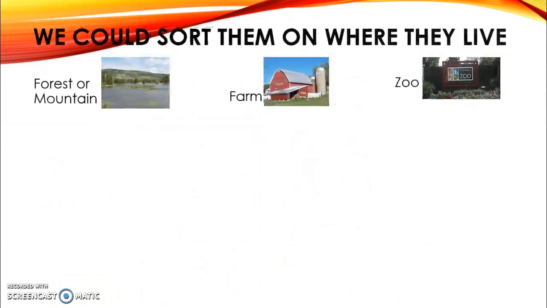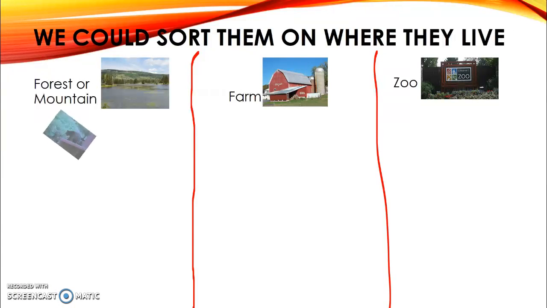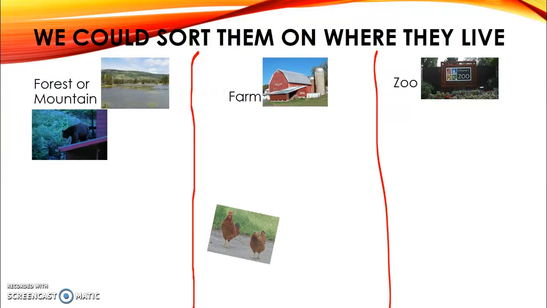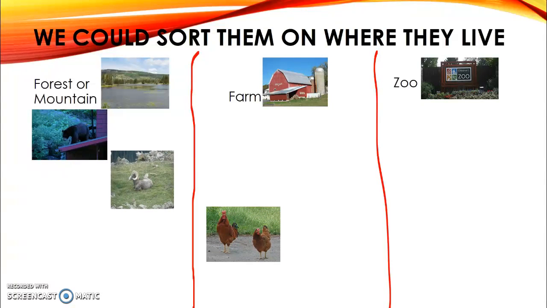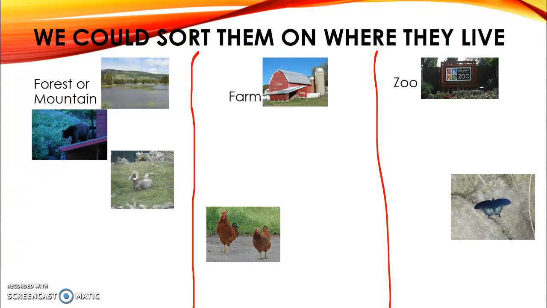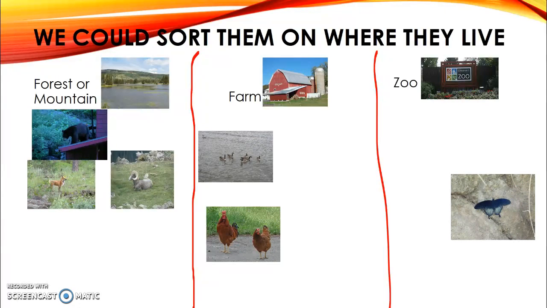We could sort them by where they live. Do they live in the forest or mountains? Do they live on the farm? Do they live in the zoo? They all are animals, but they do live in different places.